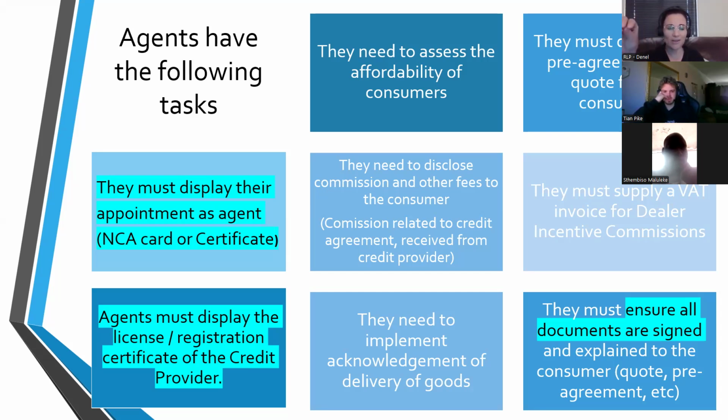Then in blue, it says that the agent must display their appointment as an agent. So when you pass tomorrow, we're not saying if, we say when, okay? When you guys pass tomorrow, you will get an NTA card from RLP Training, as well as a certificate from the Institute of Bankers. So the moment that you start working as an agent in the credit industry, this is your proof that you are now appointed as an agent, okay?